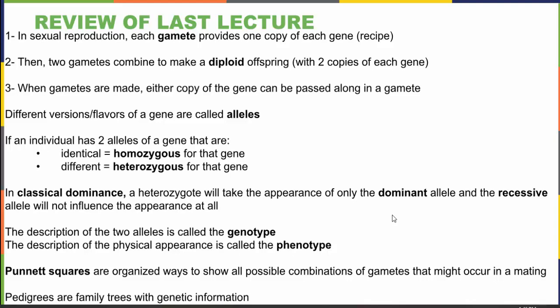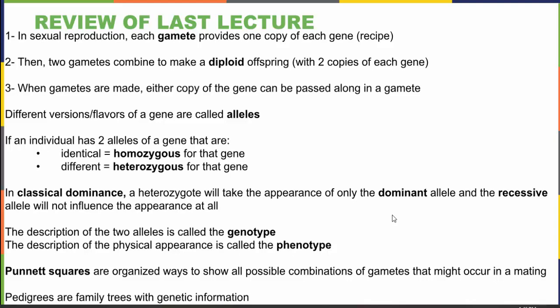We talked about sexual reproduction, that each gamete provides one copy of each gene. We said that two gametes combine to make the diploid offspring, which means that now they have two copies of each gene. So when the gametes get made, you can pass along either copy of the gene. Then we said that there were different versions of genes. They're called alleles. So for example, for hair color, you could have the recipe for brown hair pigment or the recipe for blonde hair pigment. Those would be alleles of the hair color pigment gene.